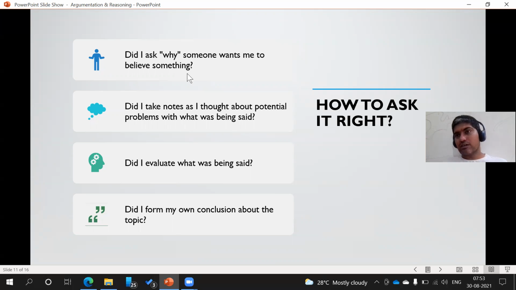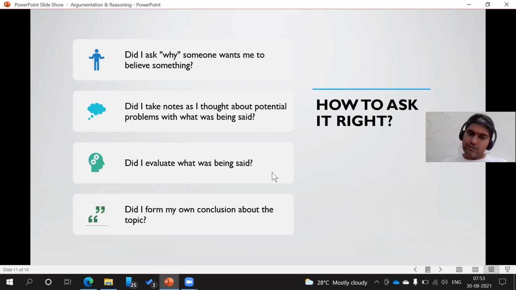If someone has an agenda, then you would look for evidence that is missing. You would probably look for evidence that the person has not presented, but which may lead to a different claim, a different inference itself. Did I take notes as I thought about the potential problems with what was being said? Notes means mentally, are you noting it down? What are the potential problems with the argument that is being made? Did I evaluate what was being said?